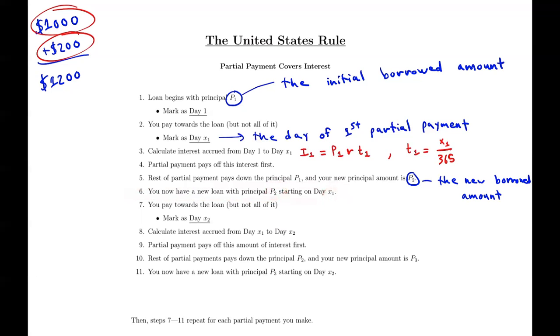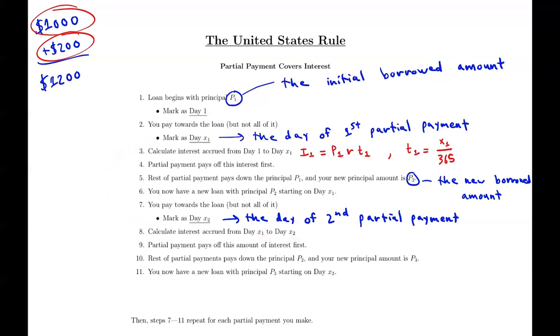And guess what? Maybe you make another partial payment. And so what we're going to do is say, hey, here's the day that occurred. This is the day of my partial payment. This is actually our second partial payment, but obviously it's basically just another partial payment. And so what we're going to do is pay off the interest that accrued. But during that period, it's just from day X1 to day X2.